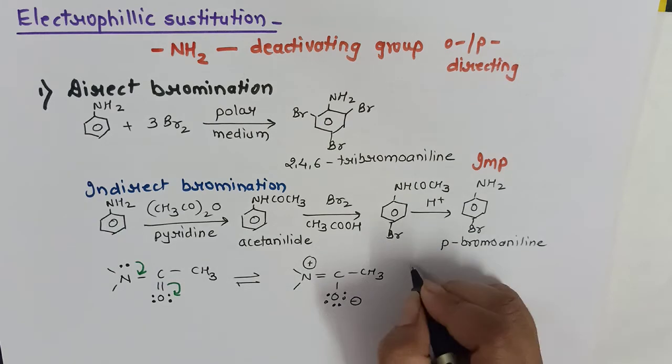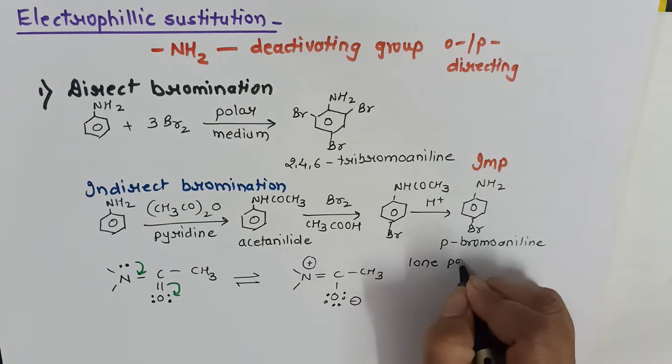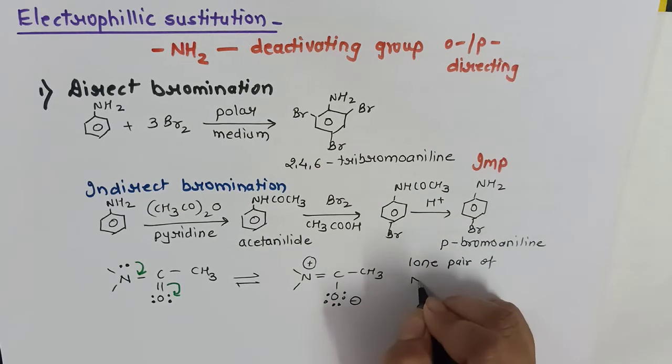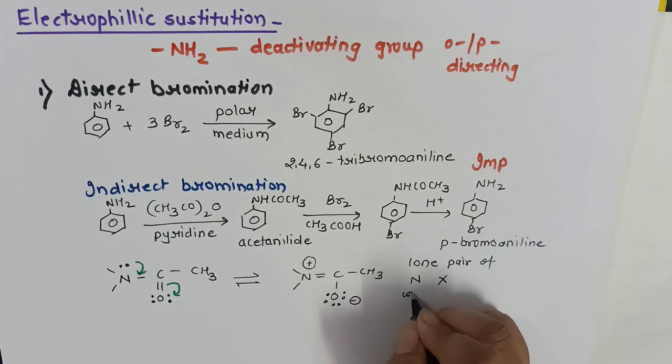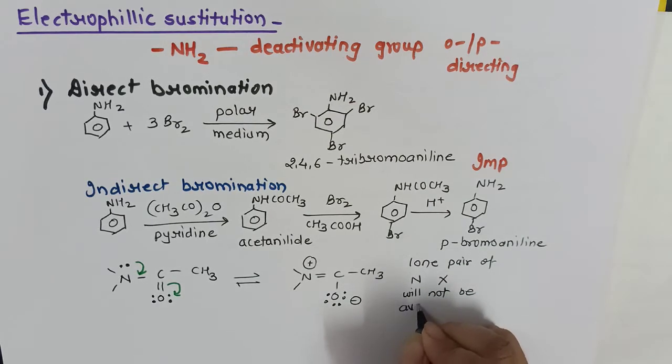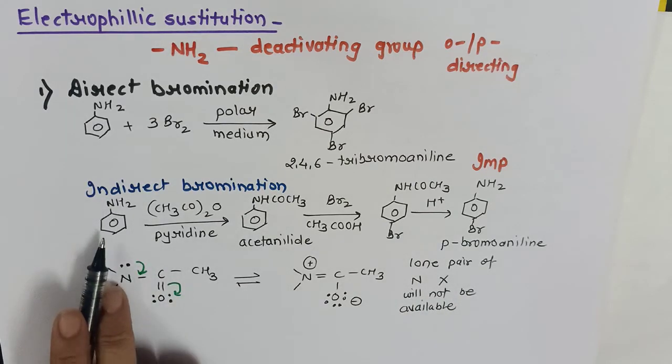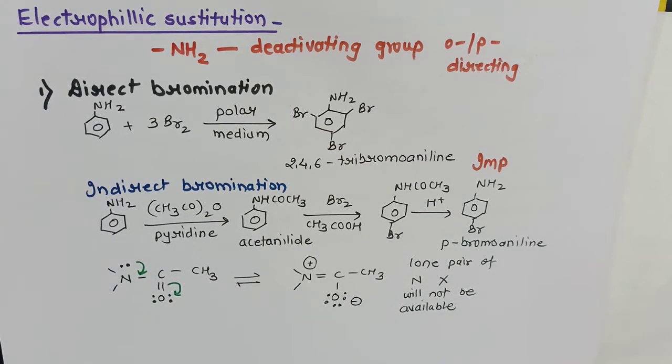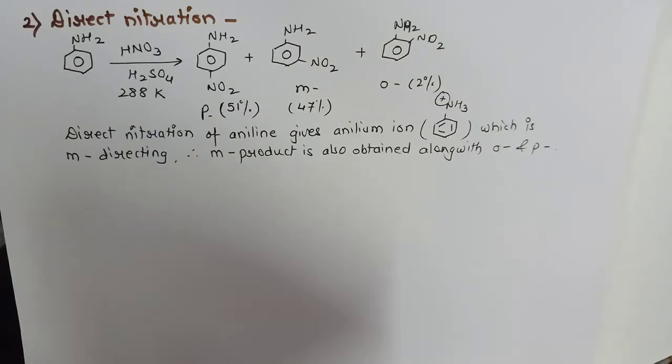The lone pair which is present on nitrogen, it will not be available for the reaction. As a result, reaction will not take place and directly para substitution will take place. So we can say we are reducing the activation of NH2 through this. The same way we will be studying nitration, direct nitration and indirect nitration.